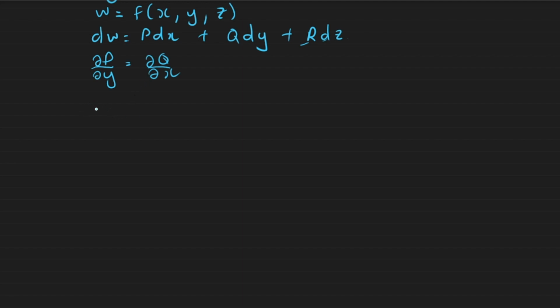So the derivative of p with respect to z must equal the derivative of r with respect to x. And that also means that the derivative of q with respect to z must equal the derivative of r with respect to y. So these are the 3 constraints that we have to apply to prove that a function is an exact differential.